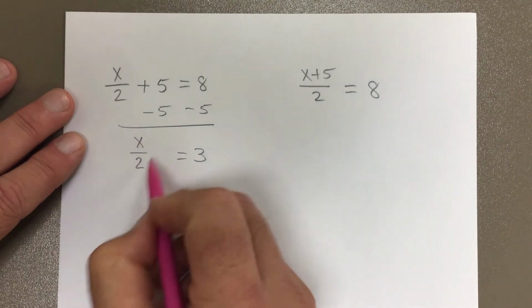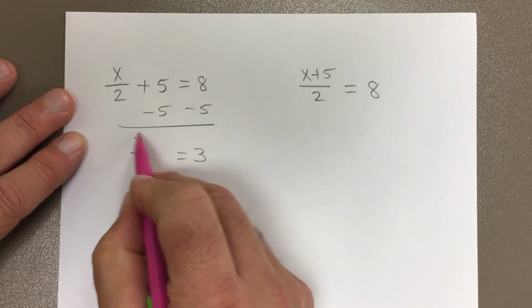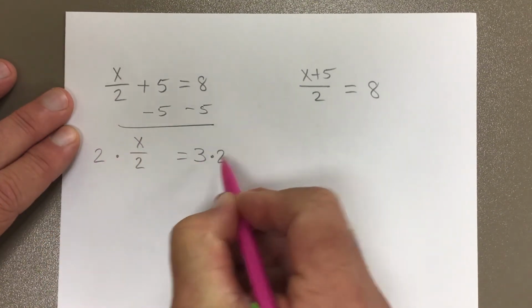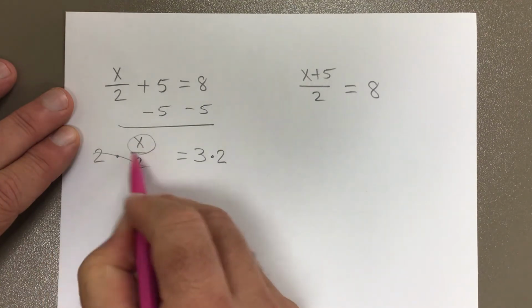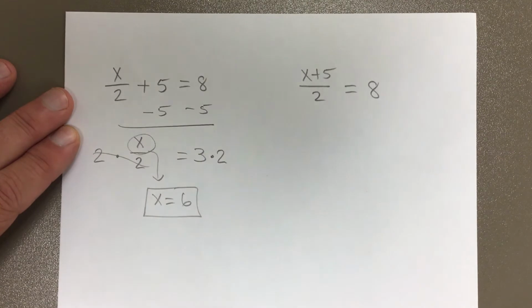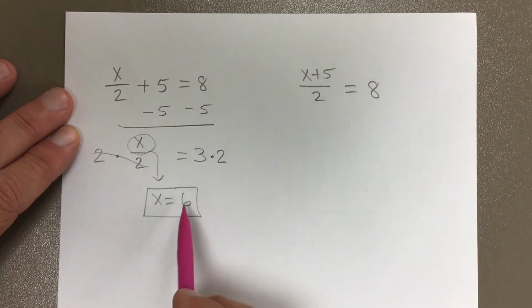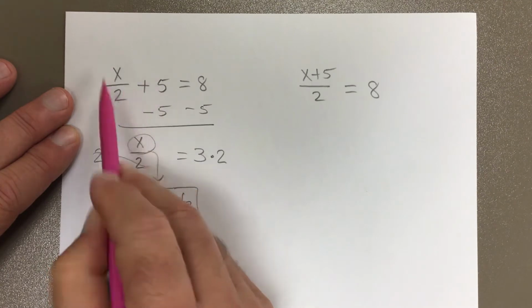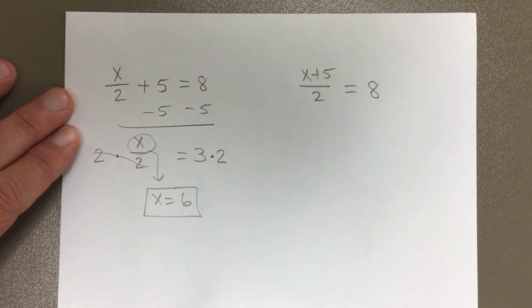So we know that this thing was 3, but we don't know what x is until we multiply by 2. When we multiply by 2, the x falls down, and now we see that x is 6. Think about that. If 6 divided by 2 is 3, 3 plus 5 is 8. Woo woo, we did it.